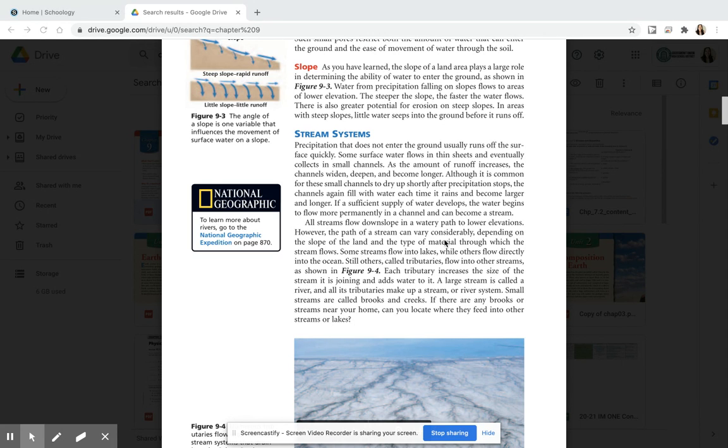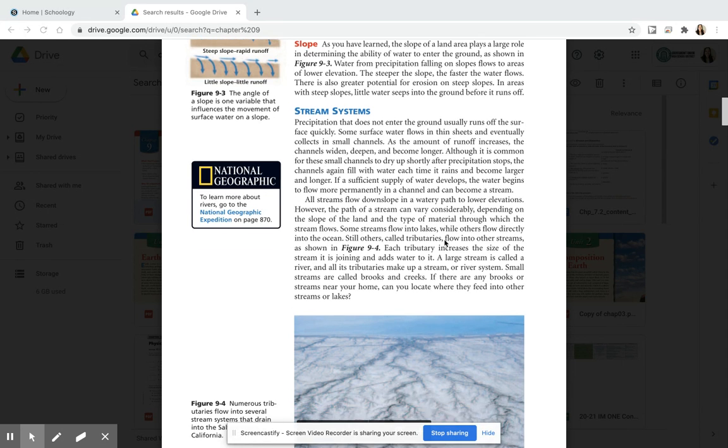Water from precipitation falling on slopes flows to areas of lower elevation. The steeper the slope, the faster the water flows. There's also greater potential for erosion on steep slopes. In areas with steep slopes, little water seeps into the ground before it runs off.